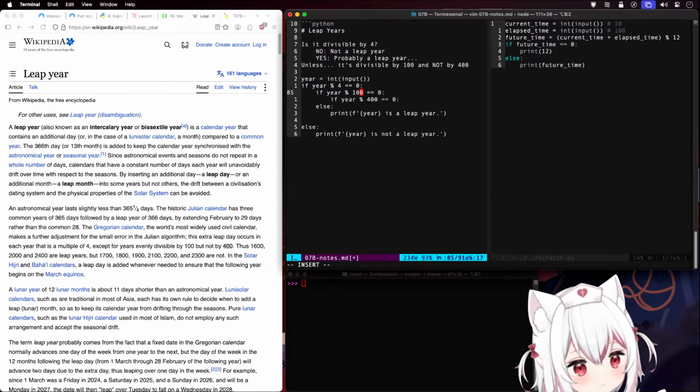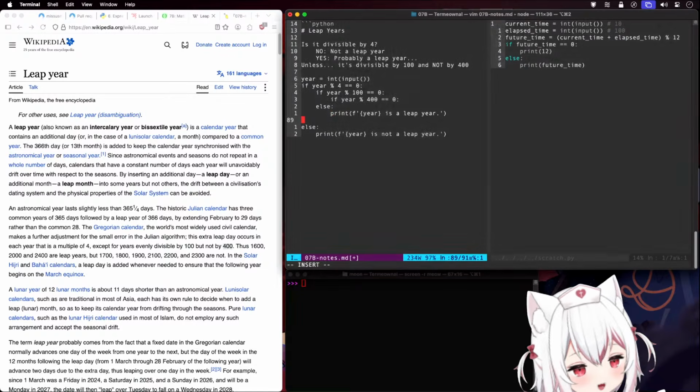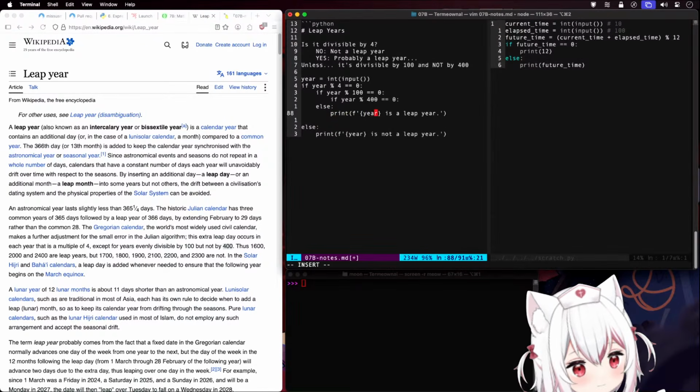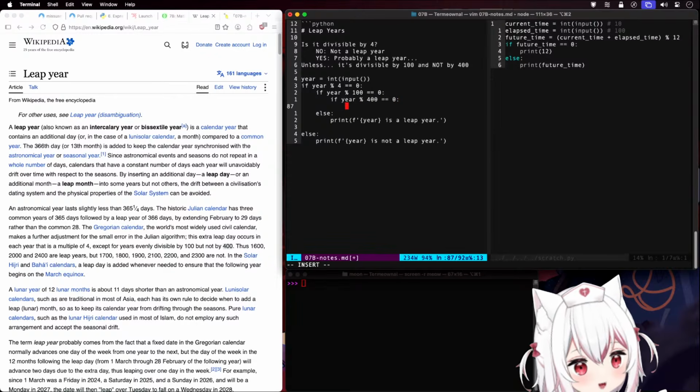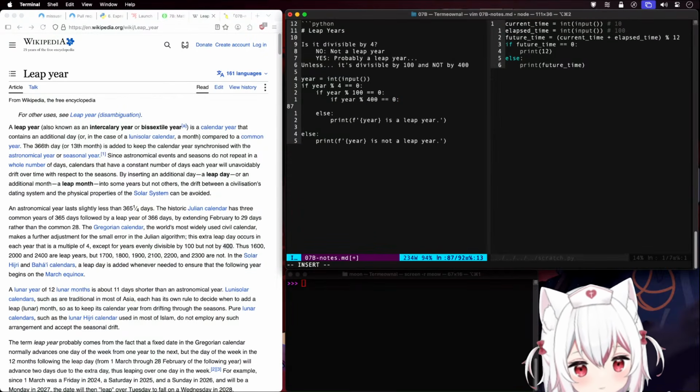If it's divisible by 4 but not divisible by 100, it's a leap year. If it's divisible by 100, we check if it's divisible by 400. If it's divisible by 100 and 400, it's a leap year.